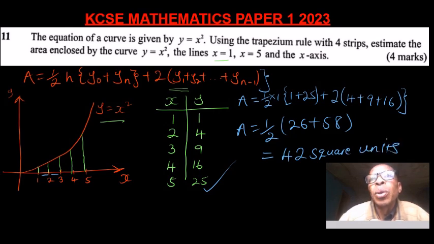So that is the approximated area of this, and by doing that, you should be able to get those 4 marks. So here you need to remember what you learned in Form 4, approximation of area. You learned the trapezium rule and the trapezoidal method. That is what is required here. You need to remember the trapezium rule.